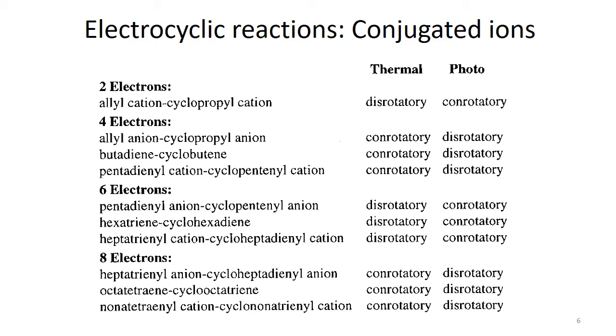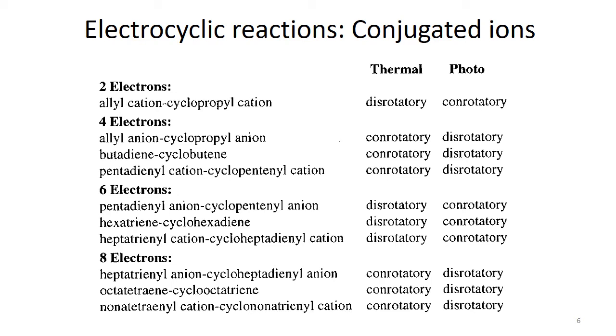And in case of the 4 electron system and the 8 electron system, their rules are similar. We have the 4 electron and 8 electron systems because they are 4n pi electron systems, while the 2 and 6 electron systems are 4n plus 2 pi electron systems. So when we generalize the selection rule, the 4n plus 2 pi electron systems follow disrotation in thermal mode, and they follow conrotation in photochemical mode.